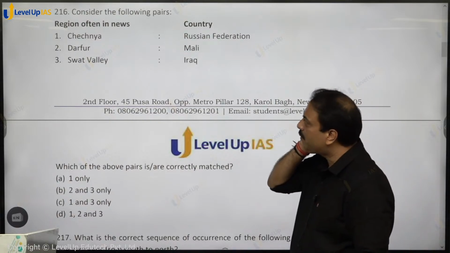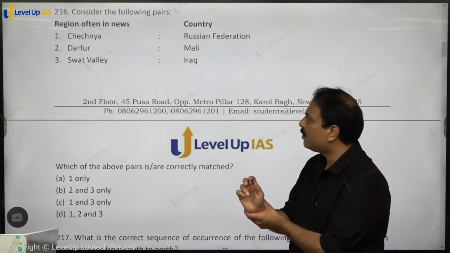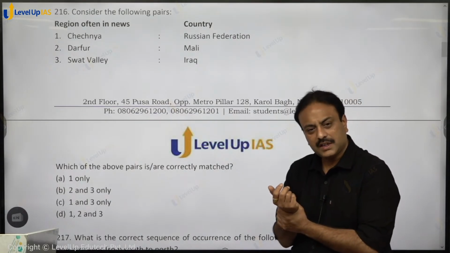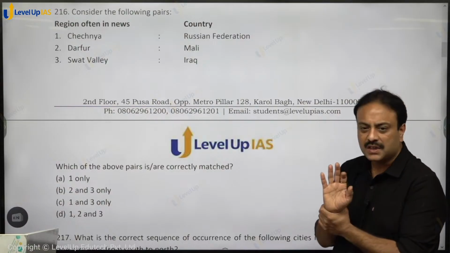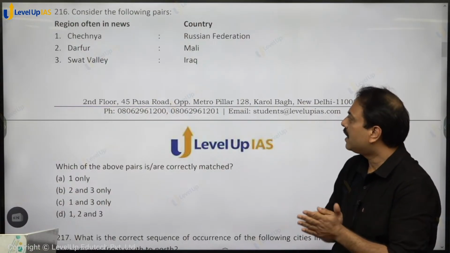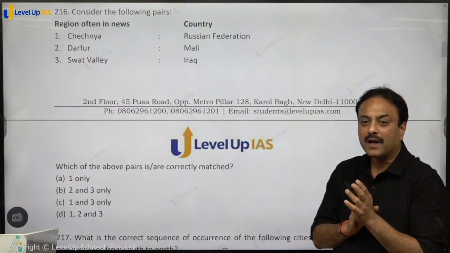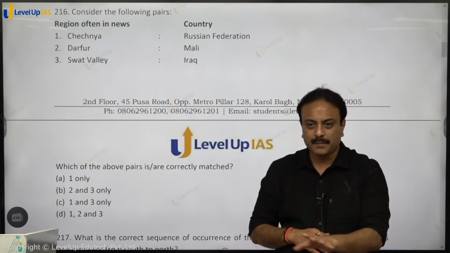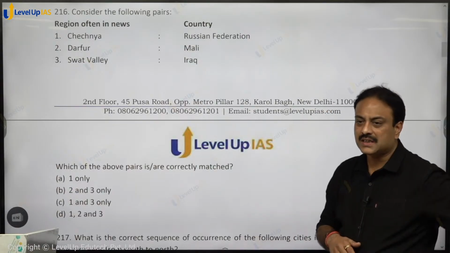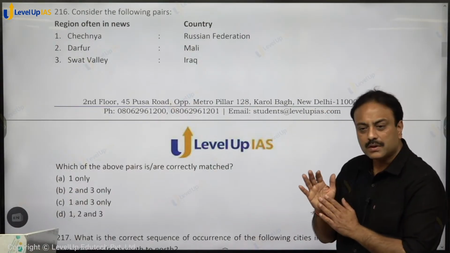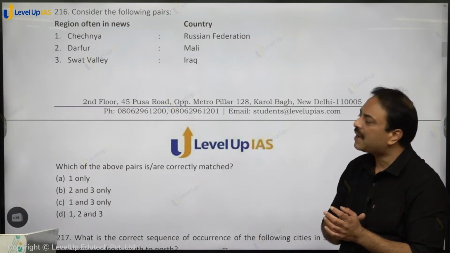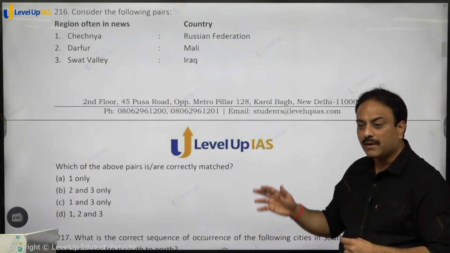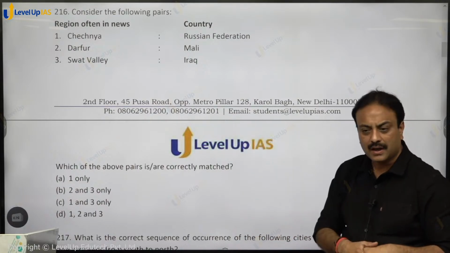So consider the following pairs. Region often in news and a country. Chechnya, Russian Federation. Chechnya is present in Russian Federation. 100% correct. No doubt. Darfur, Mali. Darfur is in Sudan, western part of Sudan. It had remained in news recently, in the last 1 to 1.5 months. Darfur is in Sudan, in the western part. Mali is on the western side of Africa. Sudan is on the eastern side of Africa. On Sudan's western side, you are having Darfur.